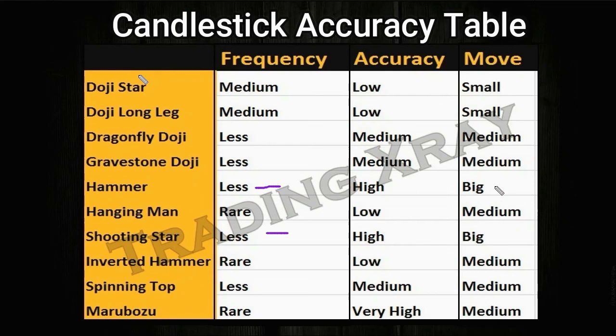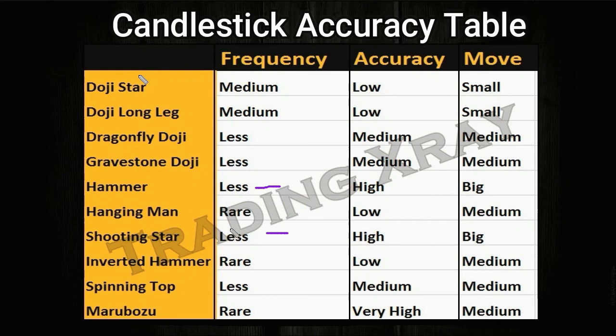Hammer and shooting star are so powerful that they can give a trend reversal. They can change the whole direction of the trend and give a strong reversal, because hammer and shooting star actually show the reversal of the trend.